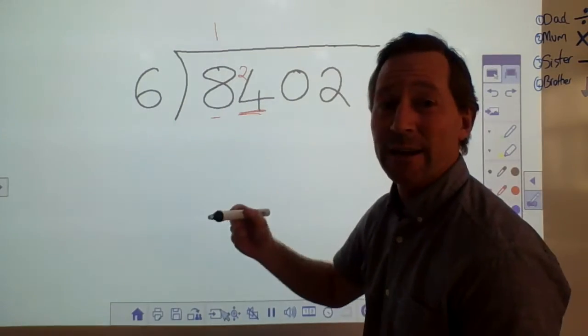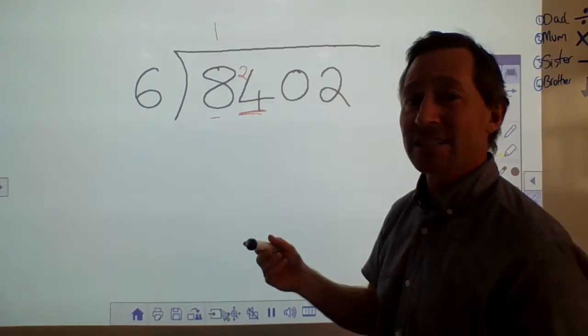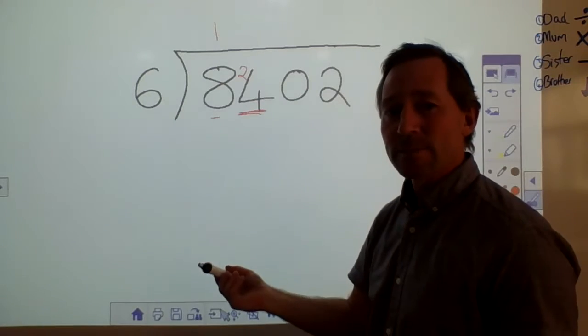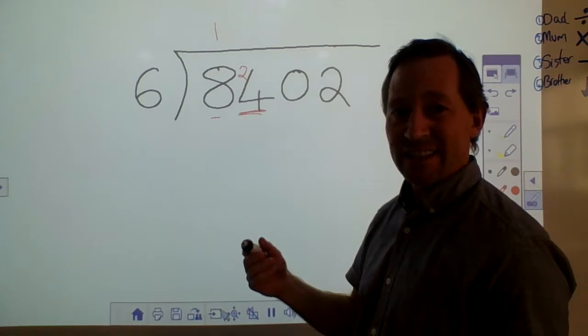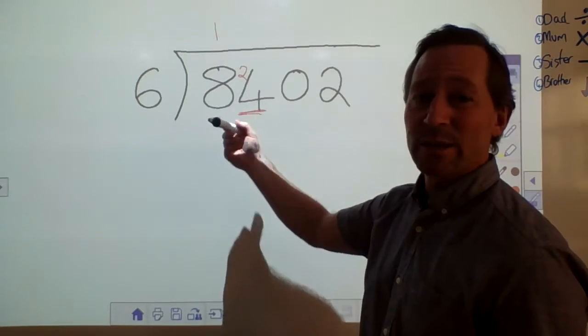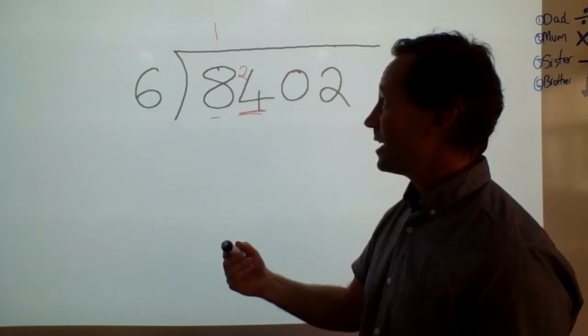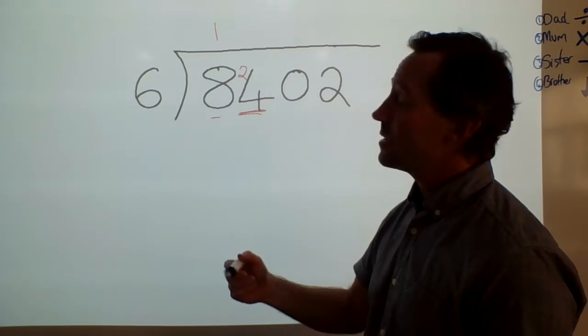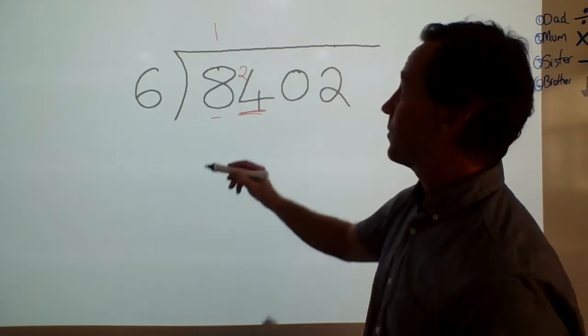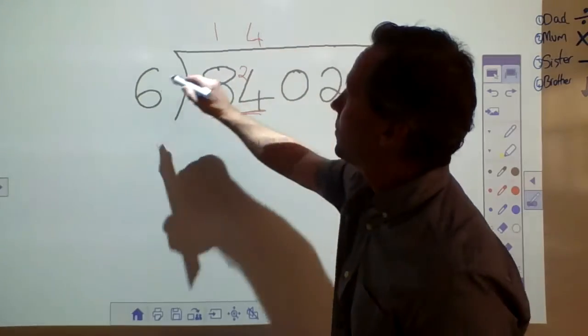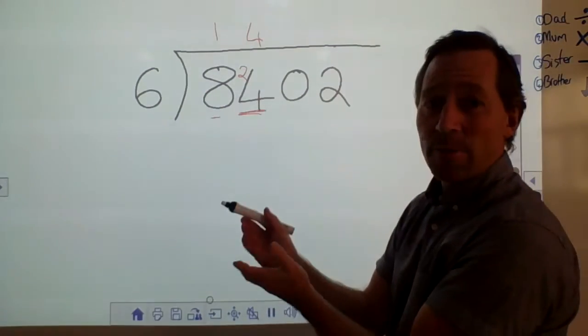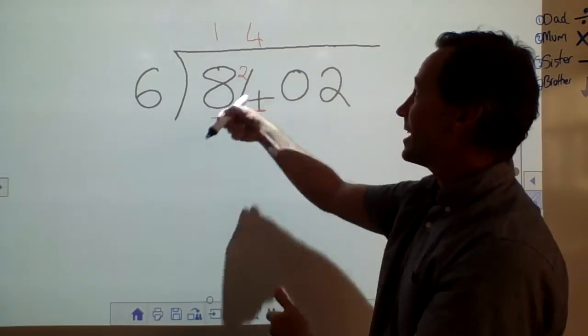Oh, it fits perfectly. The best way I would suggest to do this is think of your 10 times and your 5 times. So if you think 6 times 10, 60, it's too big. 6 times 5 is 30. Getting close, but it's still too big. 6 times 4, 24. 4 times 6 is 24. There's no remainder. There's nothing left over. So I look at the next digit.